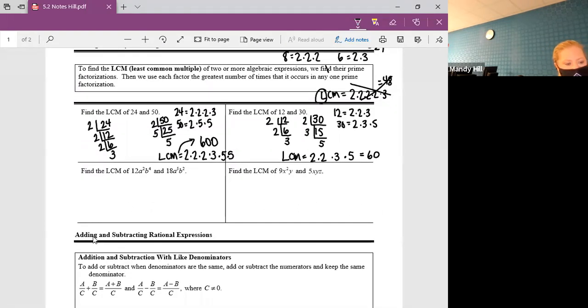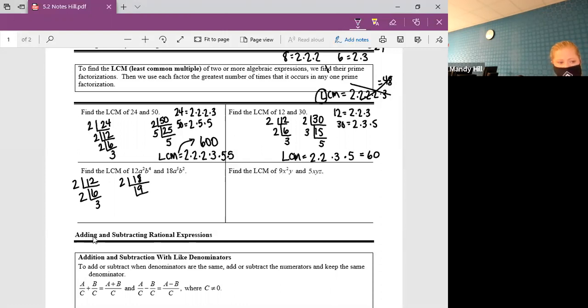So on this one, we've got letters and numbers, so we're turning it up a little bit. Let's look at the numbers first because we kind of know how to deal with that. So we've got our 12 and our 18. So 2 will go into 12 6 times. 2 will go into 6 3 times. 3 is prime, so we can stop there. 2 will go into 18 9 times.